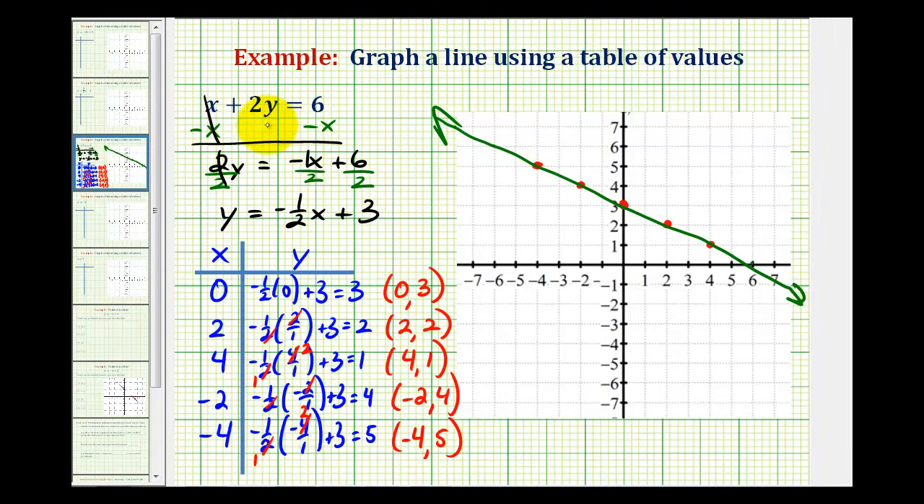Where the equation of this line is x plus 2y equals 6, or solved for y, we had y equals negative 1/2 x plus 3. These two equations are equivalent, just written in a different form. I hope this was helpful.